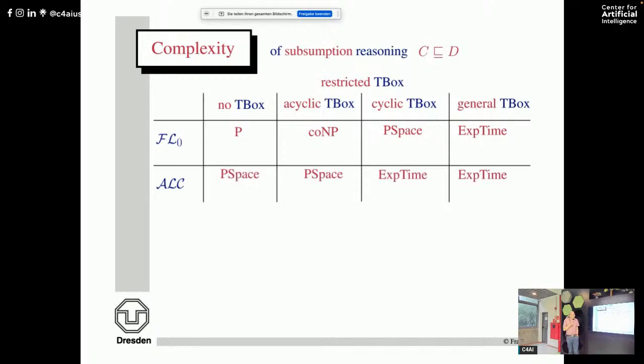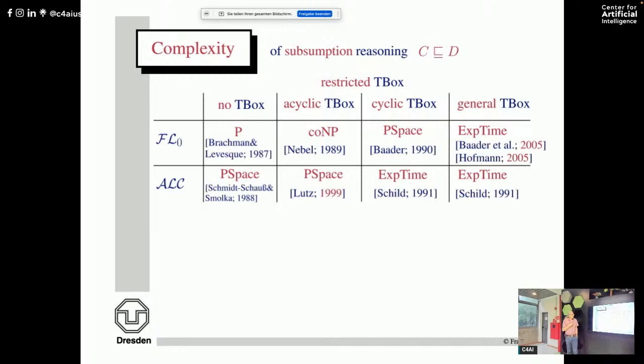For ALC, we have PSPACE even without a T-box. Acyclic T-boxes don't hurt. Cyclic T-boxes or general T-boxes already throw you to EXPTIME. And well, here are the references to papers where this stuff was shown.